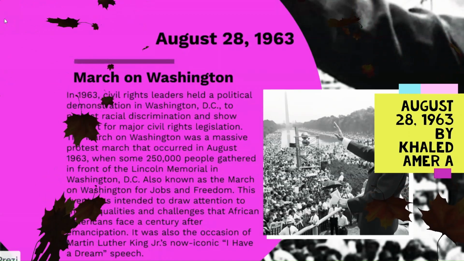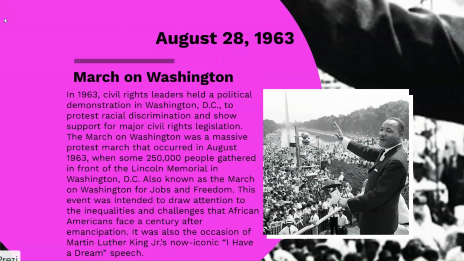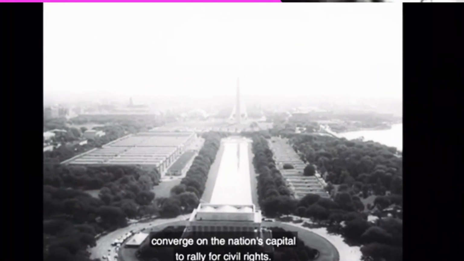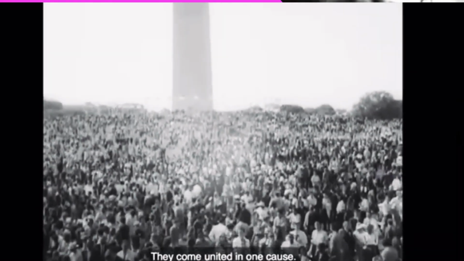August 1963, the March on Washington, one of the most admired, popular, and dominant civil rights events. 200,000 people converge on the nation's capital to rally for civil rights. They come united in one cause.